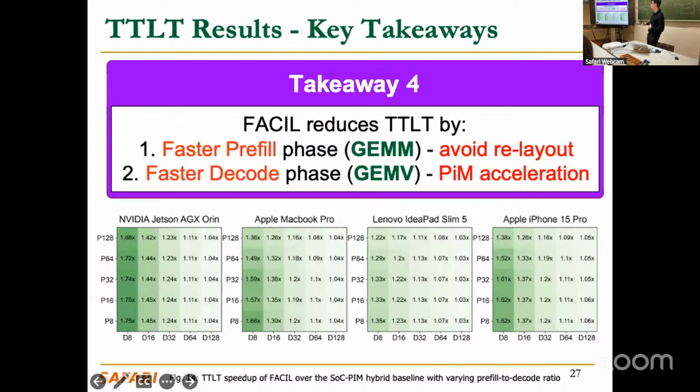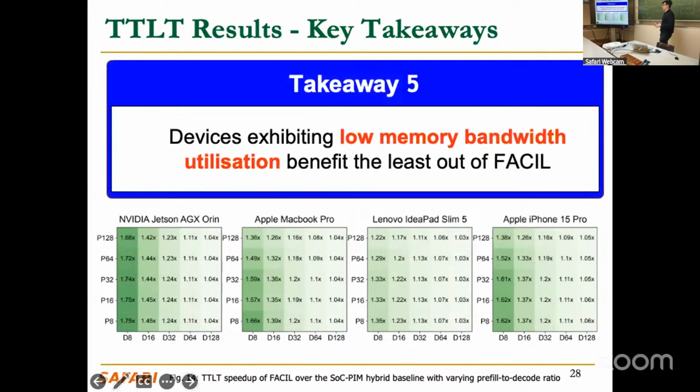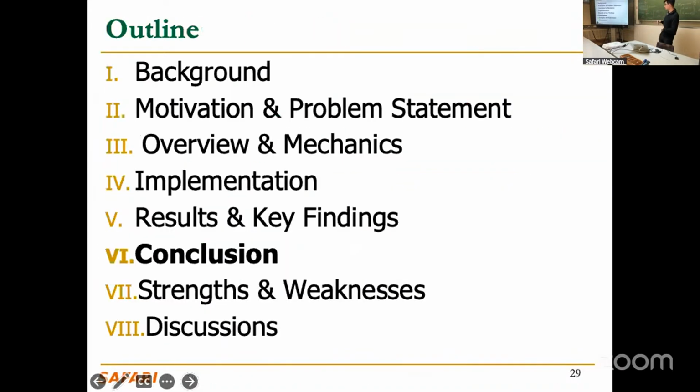The main takeaway here is that Facil manages to reduce the time to last token metric by performing faster prefill phases because it avoids this relayout cost, and it also performs faster decode phases by offloading specific tasks to the PIM accelerator. Lastly, devices that exhibit low memory bandwidth utilization benefit the least out of Facil. In the paper, they report that the Lenovo IdeaPad device achieves a 33% memory bandwidth utilization, which is very low, and this is why it gets the lowest gain out of all the 4 devices that are being tested in the paper. Let's discuss some conclusions I'd like you to take out of this talk.